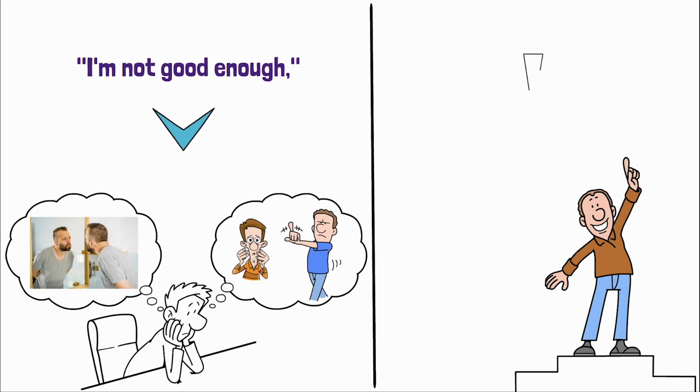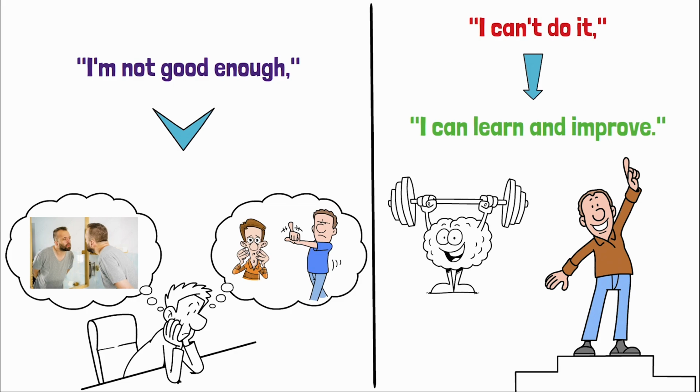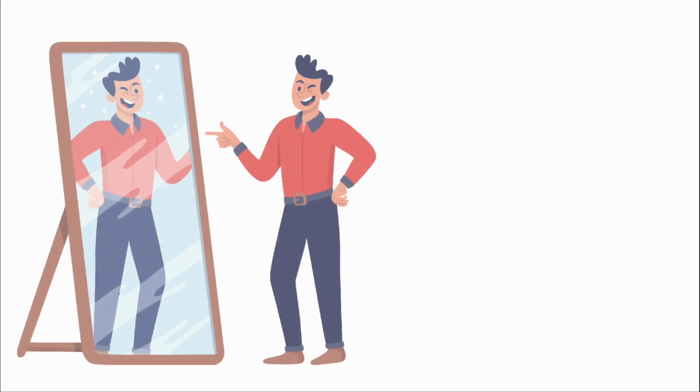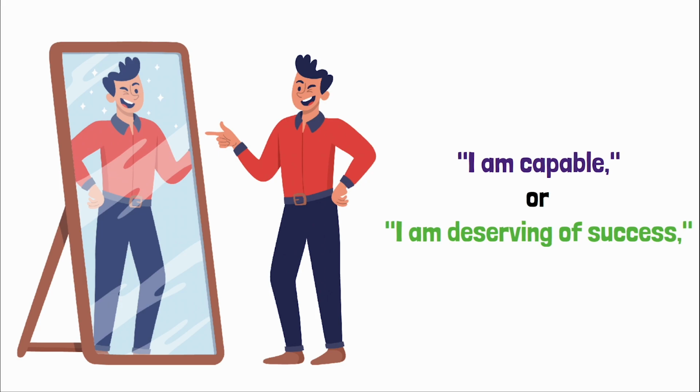Reframe negative messages into positive ones. Instead of saying, "I can't do it," say, "I can learn and improve." This shift in language empowers you to take action. Incorporate positive affirmations into your daily routine. Repeating phrases like, "I am capable," or "I am deserving of success," can gradually reshape your self-perception.